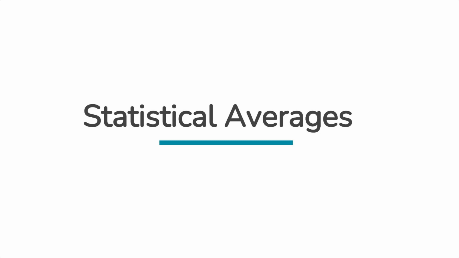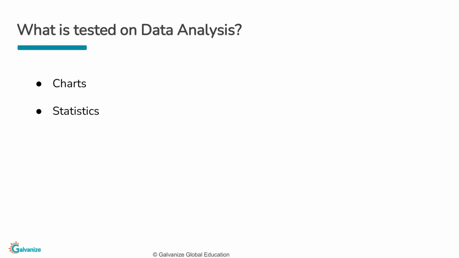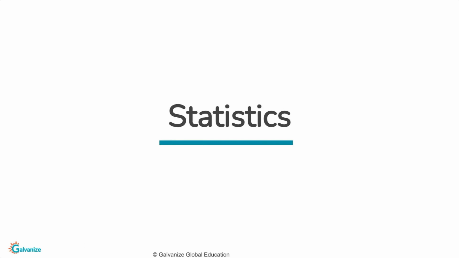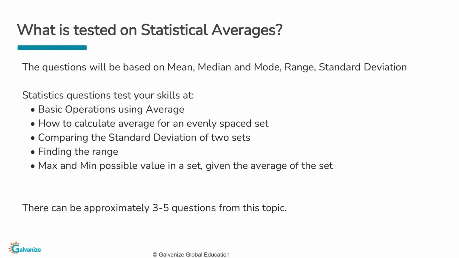So when we talk about averages, we normally talk about data analysis, as I told you, charts and statistics. When we talk about statistics, we have mean, median, and mode. These are the three measures, we call them measures of central tendency. Apart from that, there are several measures like your range, standard deviation, and so on. Mean, median, and mode.